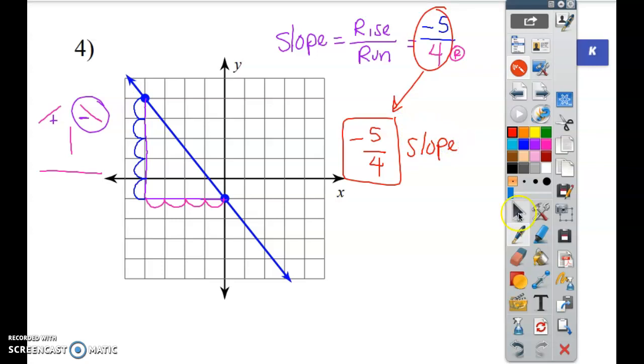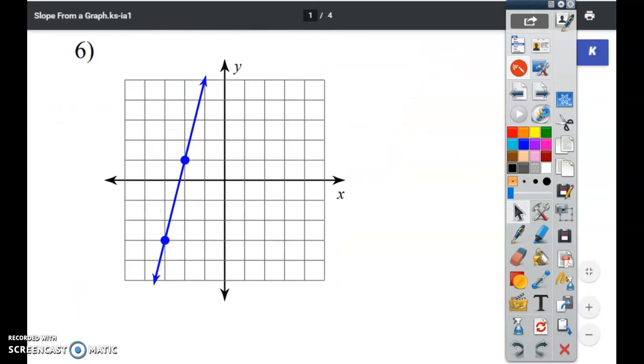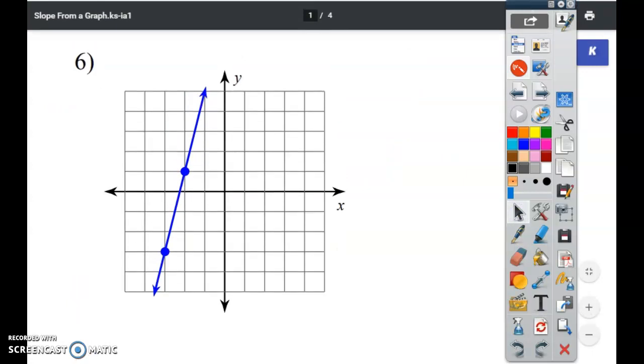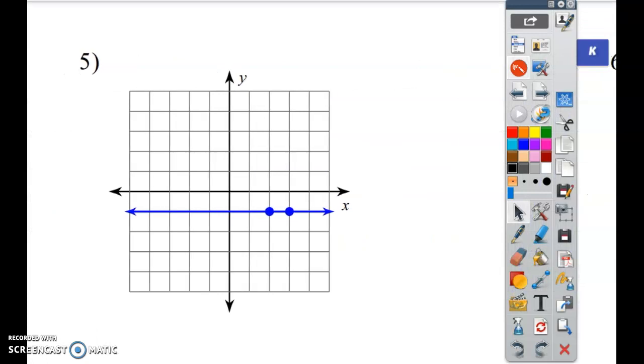Okay, let's go down to problem number 5. What type of slope is this? Look at the slope, man. Okay, it looks like this one, and remember we have little circles right here on this one, meaning it's a 0 slope.